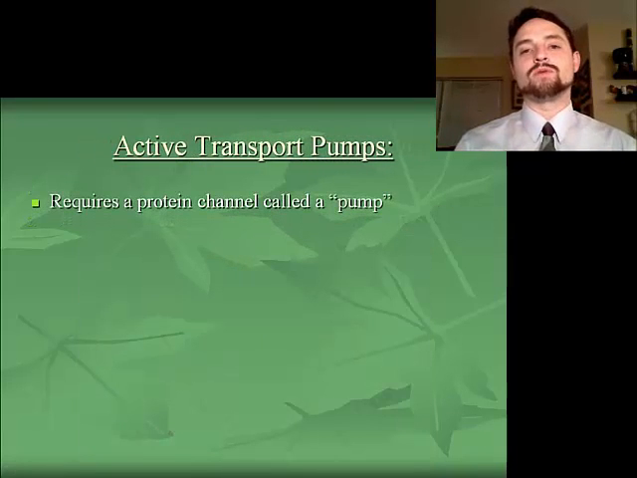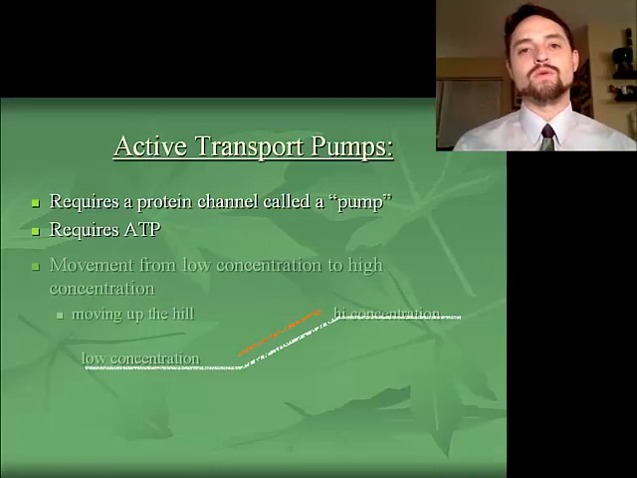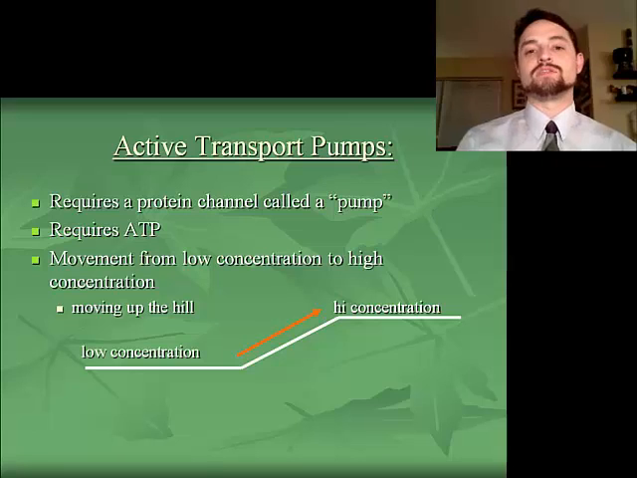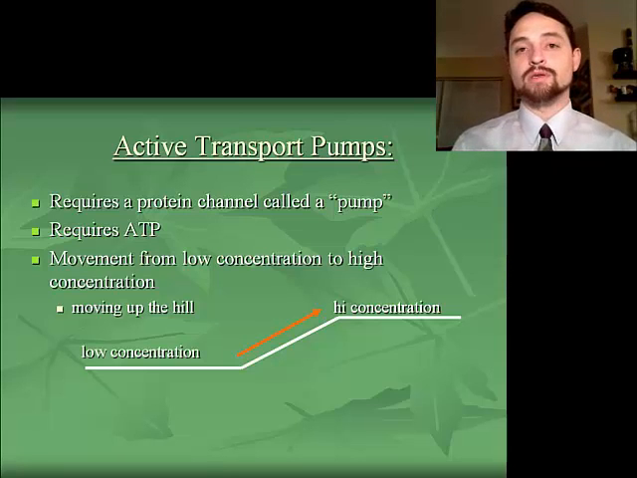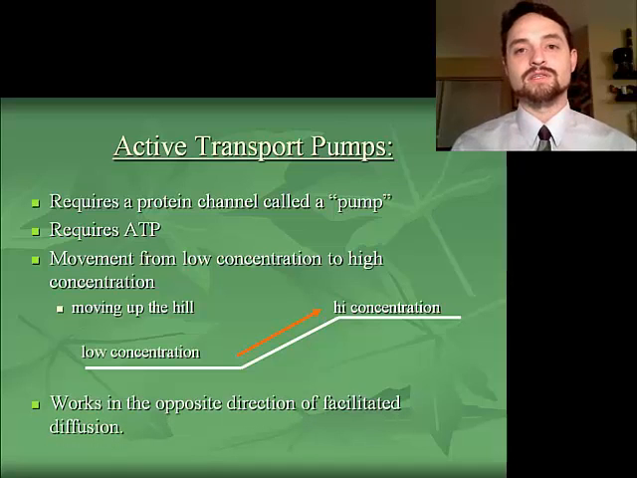So for active transport in pumps, they require a protein channel, and that pump requires ATP. Of course, it's movement from low concentration to high concentration. You can think of it as going uphill. In class, we talk about riding a bike. When you ride a bike uphill, it takes energy. And that's the same thing you can think of in active transport. You're going uphill, and if you're going uphill, you have to apply energy for that process to take place.